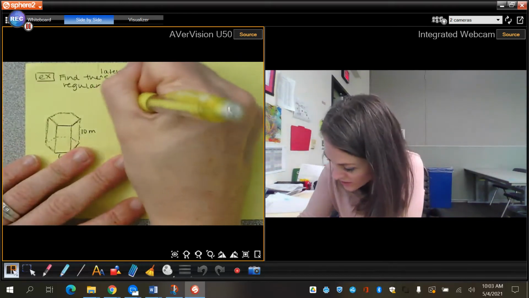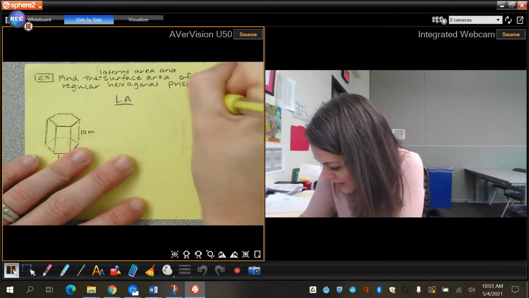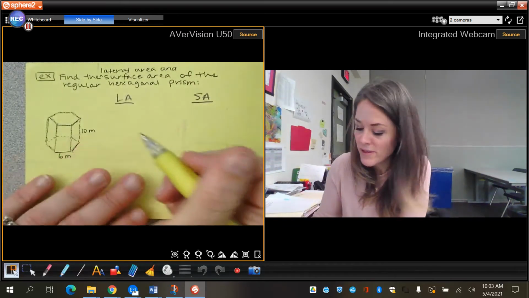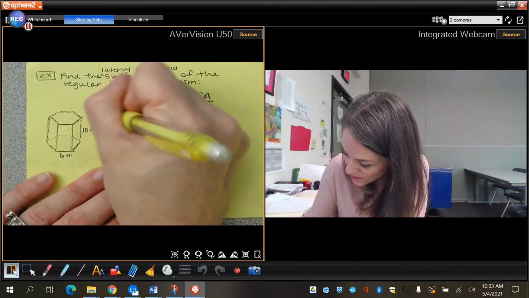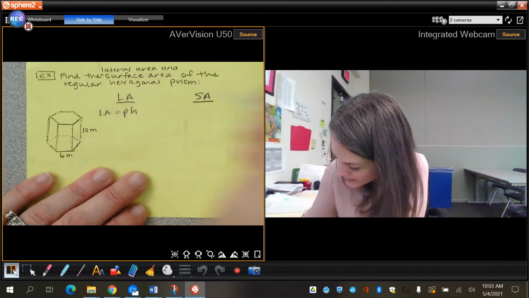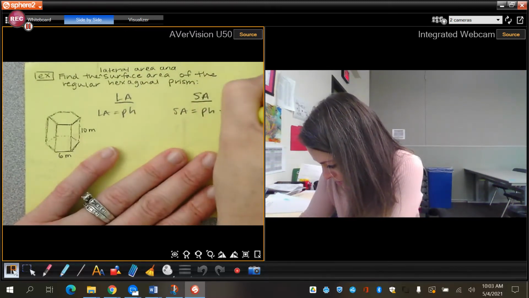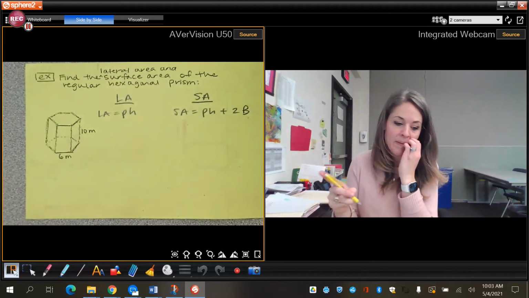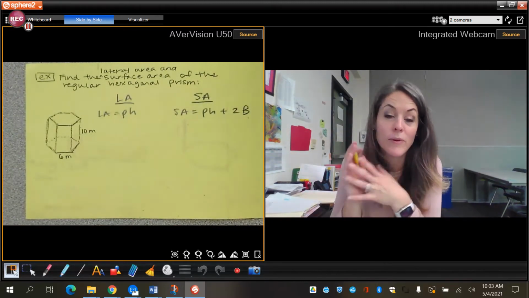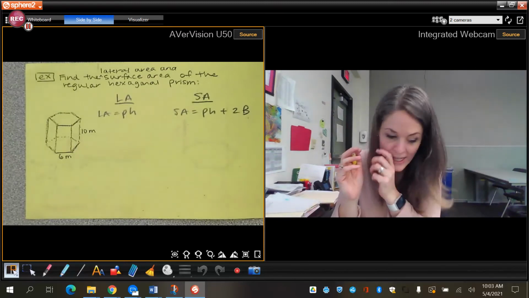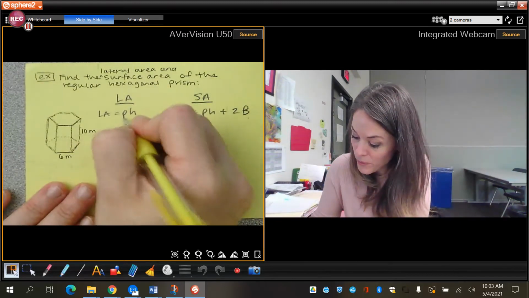So I'm just going to start out by organizing myself with my formulas. From the first side, I know that lateral area is P times H, and surface area is P times H plus 2 times the area of the base. I like to organize myself by writing down the formula. So here, perimeter of the base.